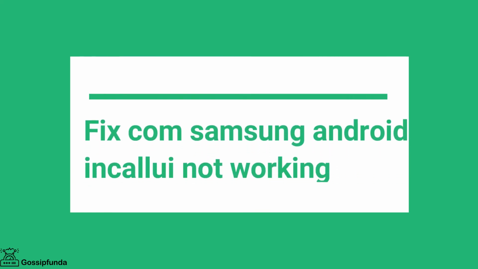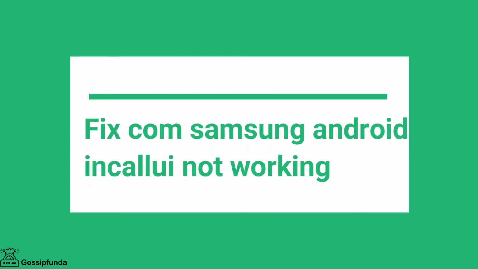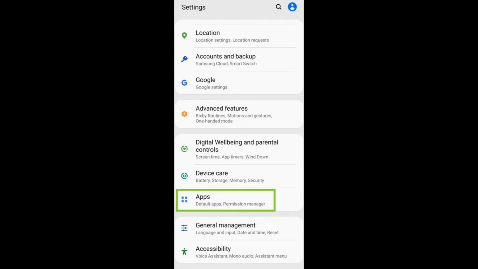So let's know how to fix com.samsung.android.incallui if not working properly. Sometimes it shows the error that com.samsung.android.incallui is not working or the caller ID is not working. So here are the steps to solve the problem.